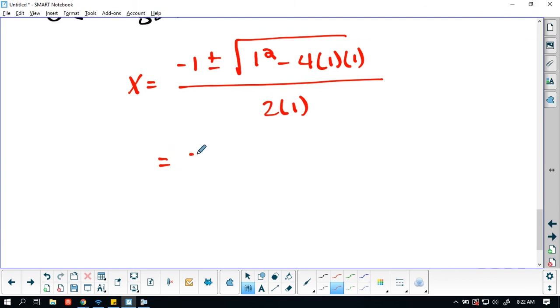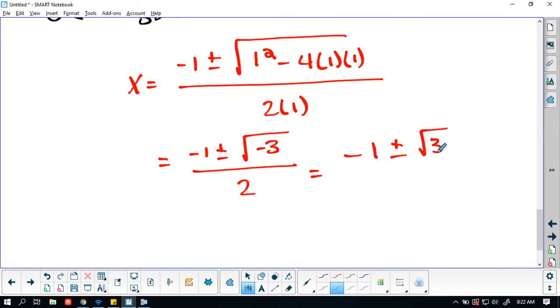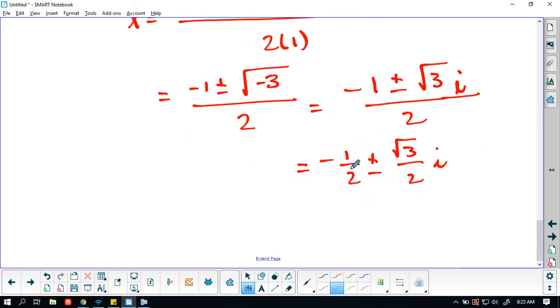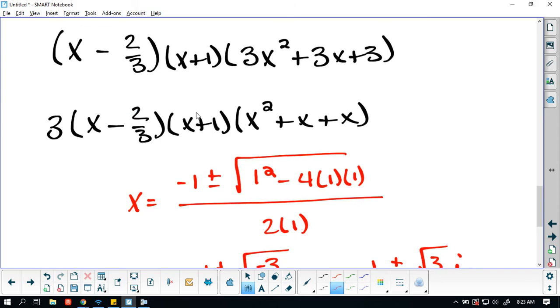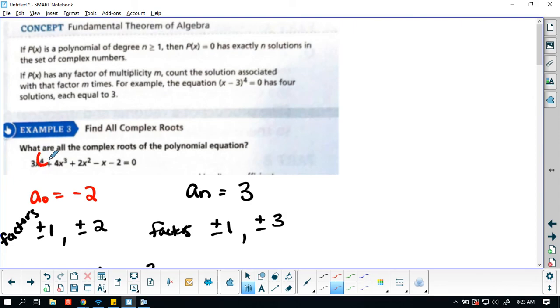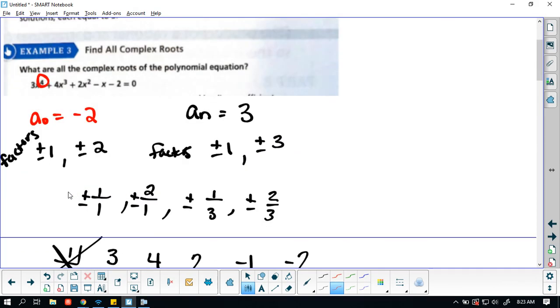All right, so we get -1 plus or minus the square root. 1 squared is 1 minus 4, -3. Divided by 2, which will be -1 plus or minus the square root of 3 i, divided by 2. The book puts the i in the back, so this is -1/2 plus or minus the root of 3 over 2 i. All right, so we have 2 solutions here and 2 solutions here, which makes it 4, and we have a degree 4 here. So we have all our solutions, 2 complex, 2 real.